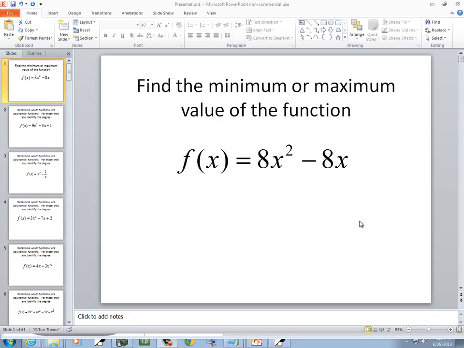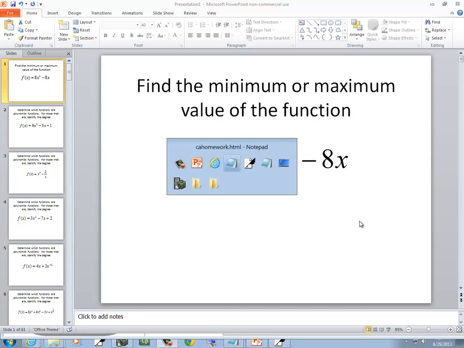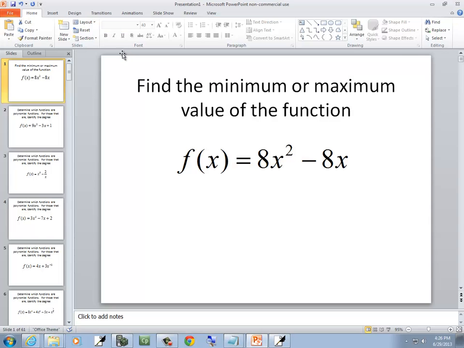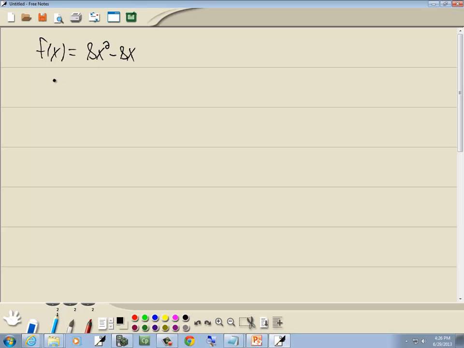In this problem, we want to find a minimum or maximum value of the function. So we got f of x is equal to 8x squared minus 8x. And we do this with the vertex formula. So the first step is to identify a and b.